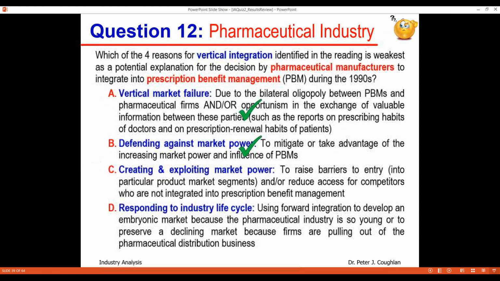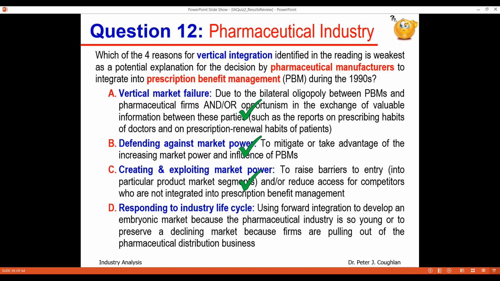vertically integrating. So here, creating and exploiting market power, maybe to raise barriers to entry into particular product market segments and or reduce access for competitors who are not integrated into prescription benefit management, right? Yeah, exactly that. If I can buy a PBM, I can make it harder. If that PBM works with certain insurance companies, certain HMOs, certain employers, then if I'm Pfizer, I can make it very hard for Eli Lilly to access those patients because they're going to be using the drugs in my pharmaceuticals because I own the PBM, right? So again, there's an argument there for integrating into a PBM.